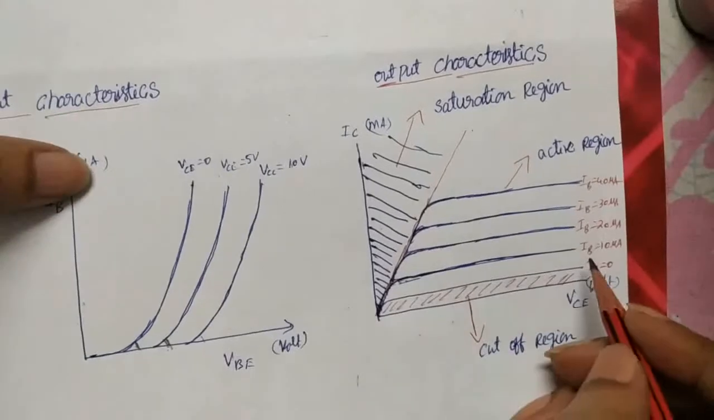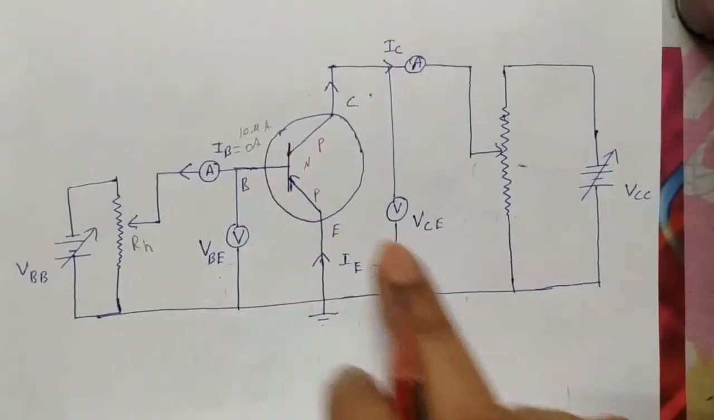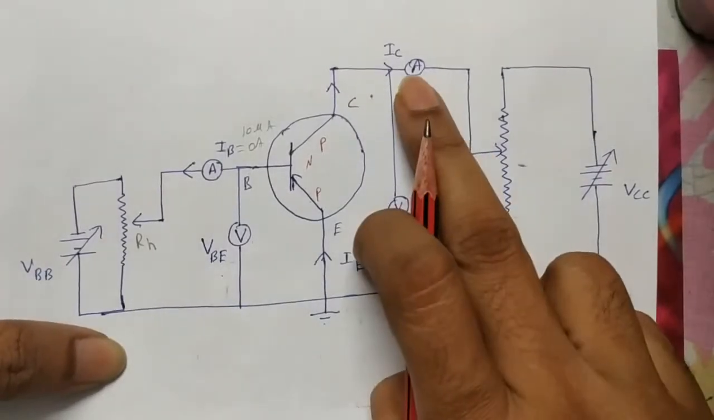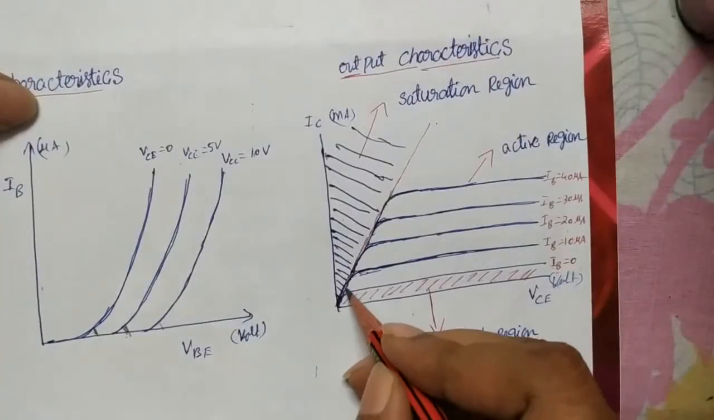See, when IB is equal to 10 microamps, keeping this 10 microamps constant, they start increasing the potential from 0 to a certain value. Then what happened? The current also increases from 0 to a certain value. Then you get a second graph like this. Like this we get.